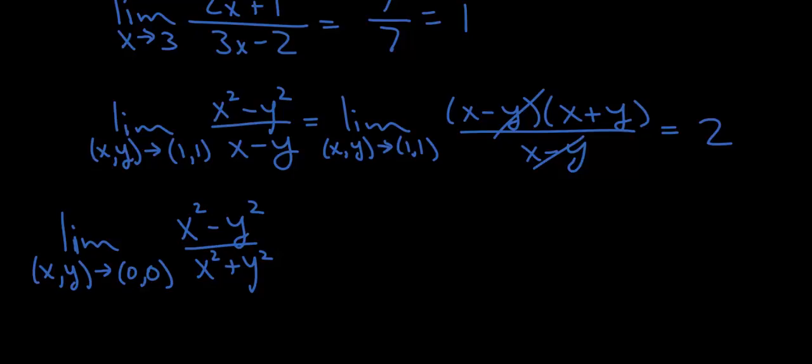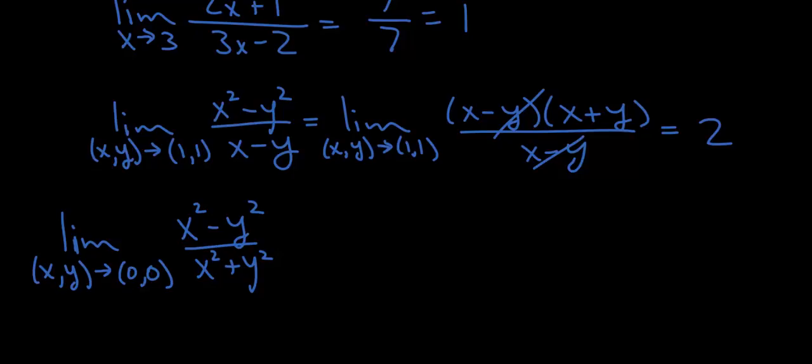Now, of course, if you plug in, you get 0 over 0, and you can't factor the bottom. You can factor the top, but it wouldn't do you any good. So you suspect that possibly this limit doesn't exist. And what we have to do is show that. Now remember, in single variable, if you approach from the left and if you approach from the right, you get two different values for your limit, then you say the limit does not exist.